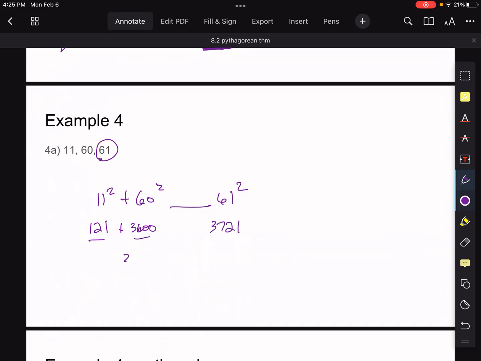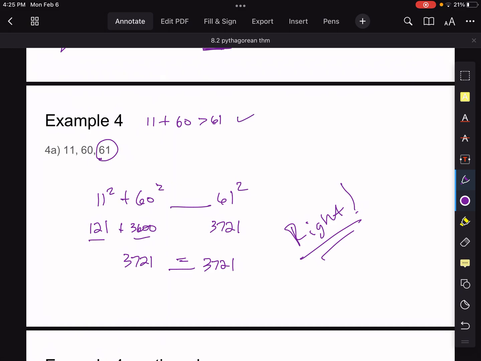And again, we're comparing these. If I add these together, I actually get 3,721. If they are equal, which they are here, indeed equal, then we know we are dealing with a right triangle. And again, you should always make sure that we're dealing with a triangle first. So I didn't do the little test here, but you would test, does 11 plus 60 is that greater than 61? Yes. Is 11 and 61 greater than 60? Yes. Is 60 plus 61 greater than 11? Yes. So this is a triangle. These can be the measures of a triangle, and it turns out it is a right triangle.